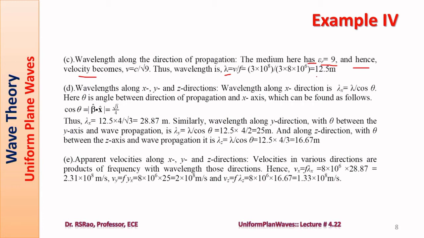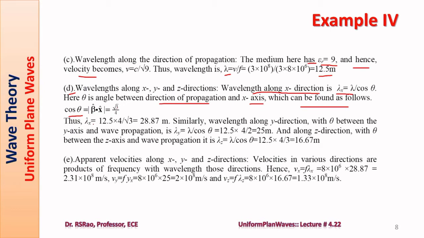It turns out to be 12.5 meters. D: wavelengths along x, y and z directions. Wavelength along x direction is lambda x equal to lambda by cos theta. Here theta is the angle between the direction of propagation and the x-axis, which can be found from cos theta equal to beta cap dot x cap magnitude. It turns out to be root 3 by 4.